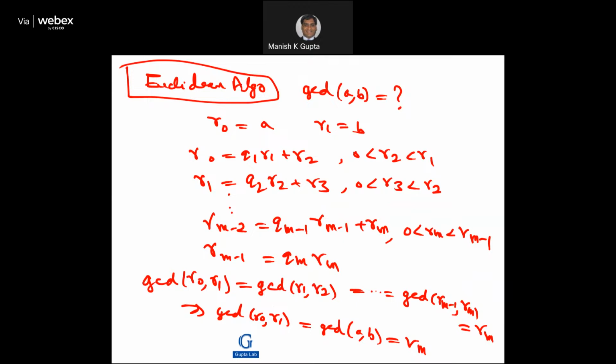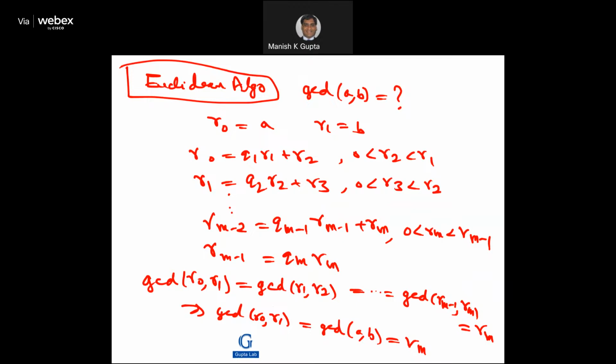Anyway, so here A and B are the given numbers. I'm now forming a sequence of numbers. I call them R0 equal to A and R1 equal to B. Then basically I do this division. So R0 can be written as Q1 times R1 plus R2 for some Q1, which is the quotient, and some R2, which is the remainder. So R2 lies between 0 and R1. This is the basic division we are doing, right? It is possible. Then once you have done the first step, I take whatever is left, which is R1, and do the same thing, repetition.